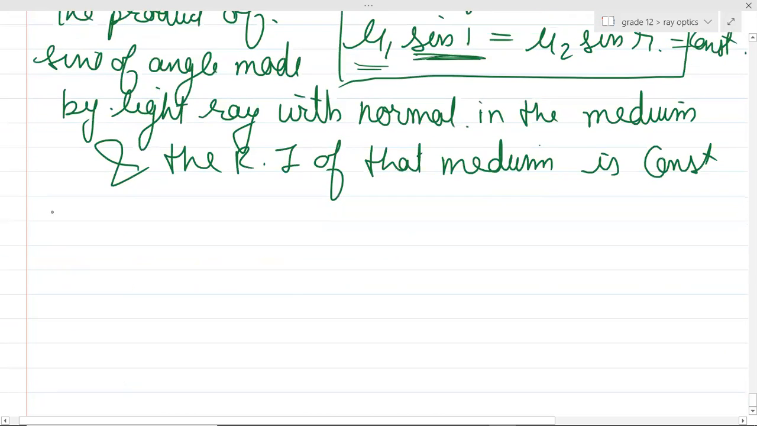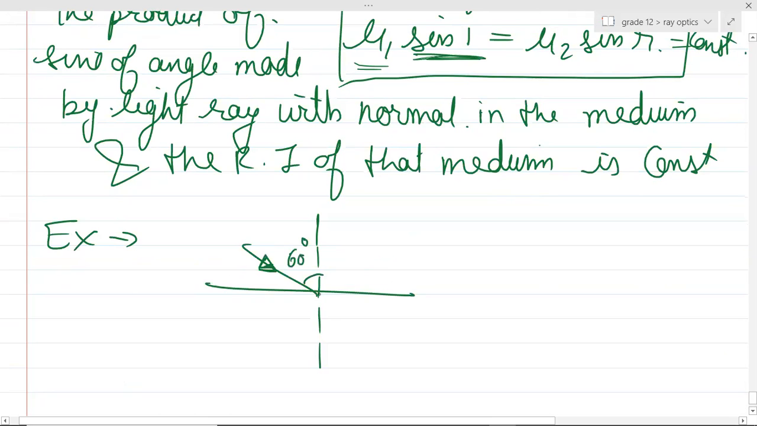Example, suppose I have a light ray which is incident at an angle of 60 degrees, and let's say it goes at an angle of 30 degrees, right? The refractive index of this is, let's say, air, and this is, let's say, water. I'm just giving you an example, okay? The actual values may not be equal in this case because I don't have the data with me.